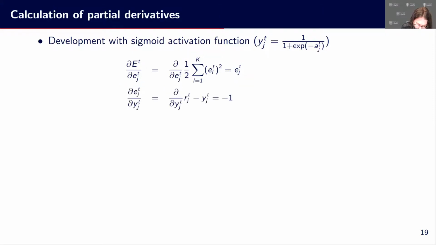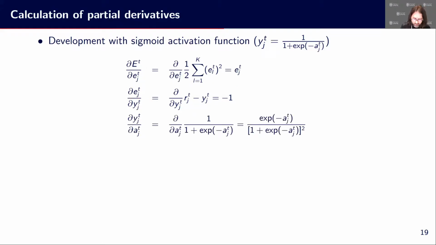Then we are looking at the partial derivative of eJT versus YJT. So we remember that this thing is equal to that directly, and the partial derivative according to YJT is simply minus 1. Then we have a more fancy one. We are looking at the partial derivative of YJT versus AJT.